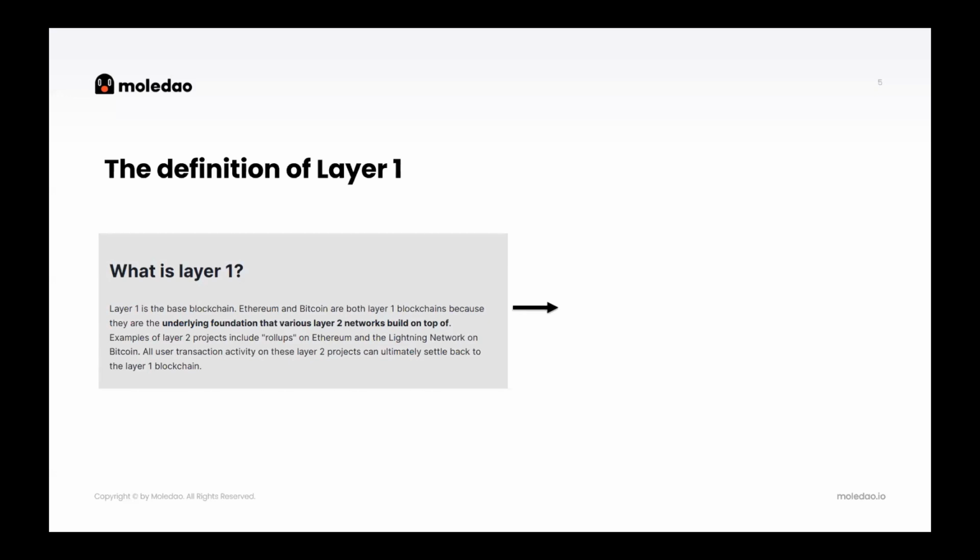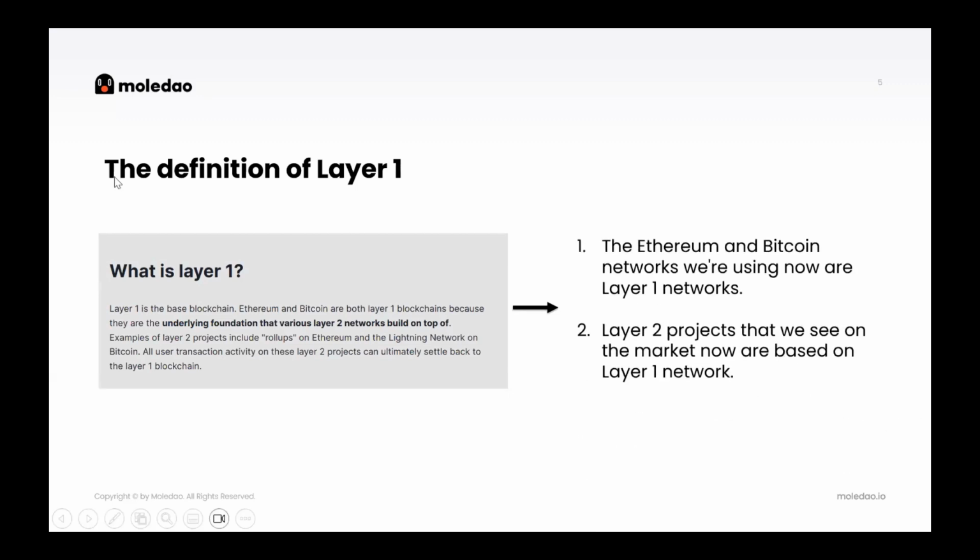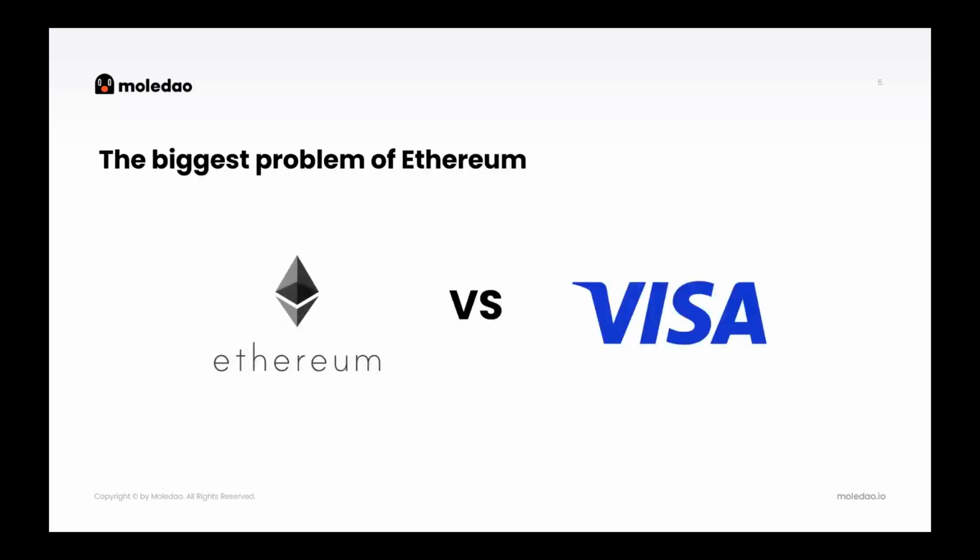What can we conclude from this definition? The Ethereum and Bitcoin networks we are using now are both Layer 1 networks. The Layer 2 projects that we see on the market now are based on the Layer 1 network. But is the Layer 1 network really perfect? The answer is no. A very big problem is that the Layer 1 network is very congested, which leads to very high gas charges.